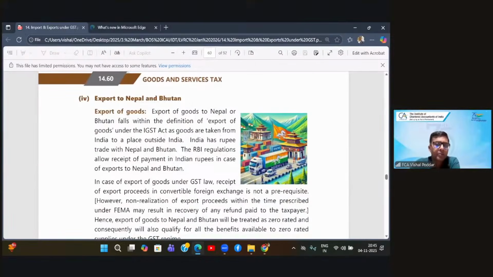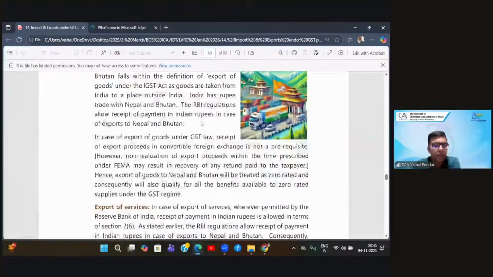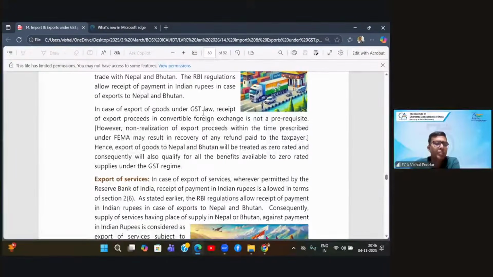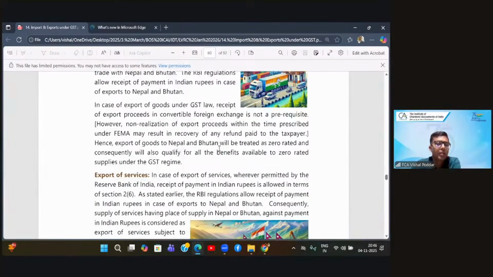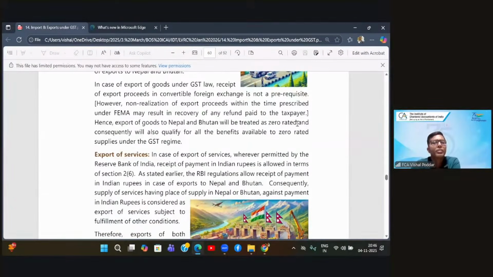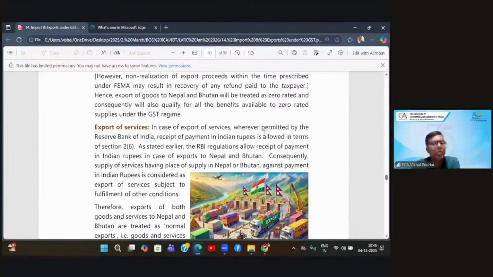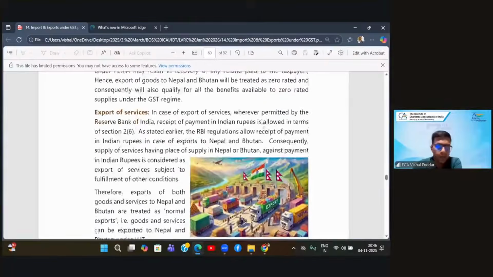Now, some special treatment for exports to Nepal and Bhutan. See, these are landlocked countries. So, RBI regulations allow receipt of payment in Indian rupees in case of exports to Nepal and Bhutan. Further, in case of exports of goods under GST law, receipt of export proceeds in convertible foreign exchange is not a prerequisite. Hence, export of goods to Nepal, Bhutan will be treated as zero rated. Consequently, they will also qualify for all benefits available to zero rated supplies, that is refund.